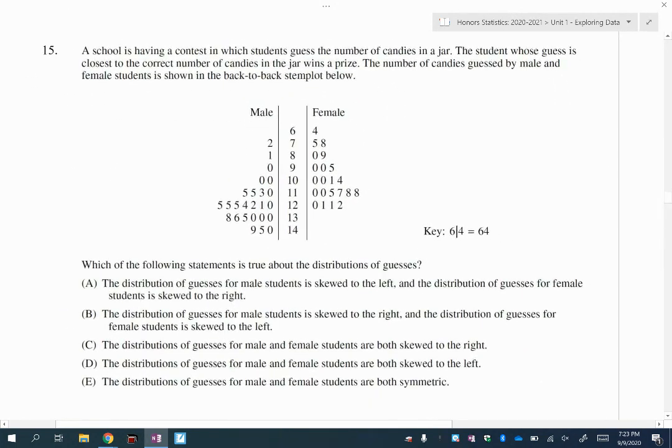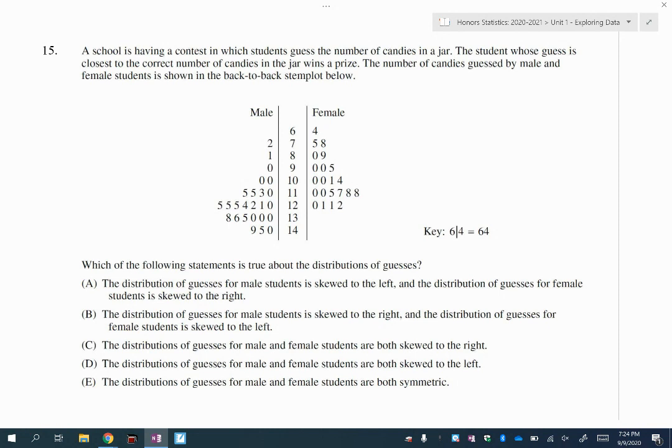Okay, so number 15. The school is having a contest in which the students guess the number of candies in a jar. All right, so they're giving us back-to-back stem plots. Now, as I told you in our notes in chapter 4 and 5, stem plots are not really that exciting. All right, yes, you can see the actual data values. All right, but most of the time we're going to deal with histograms. So I put this problem in here to show you that you can't just completely ignore them.